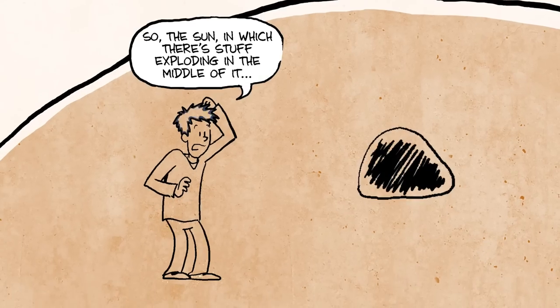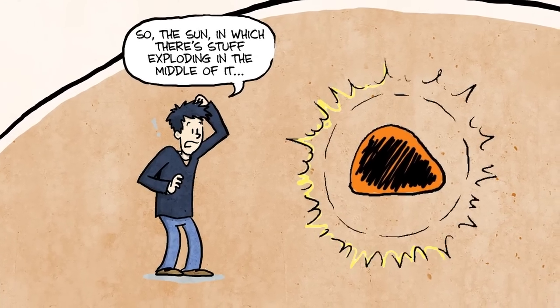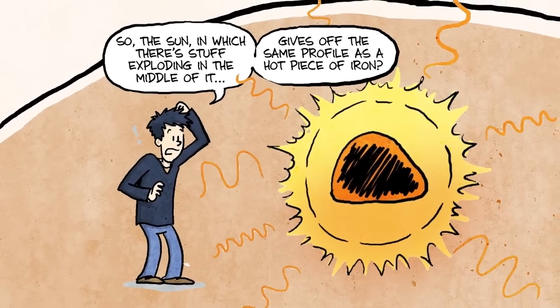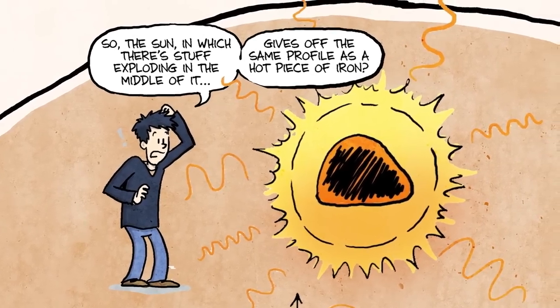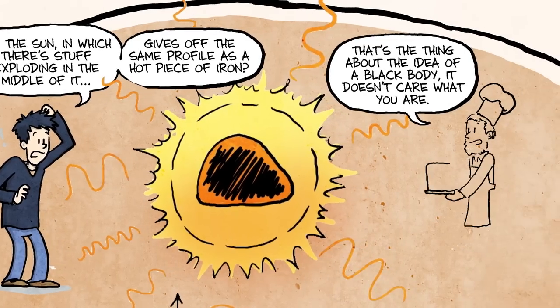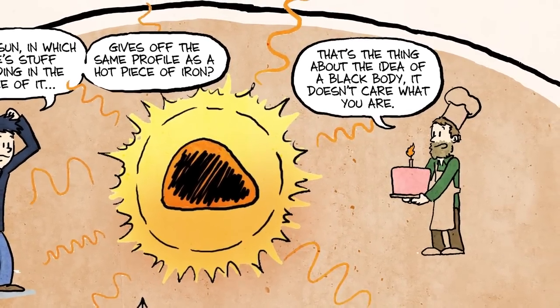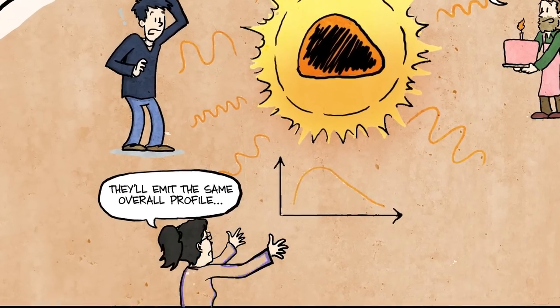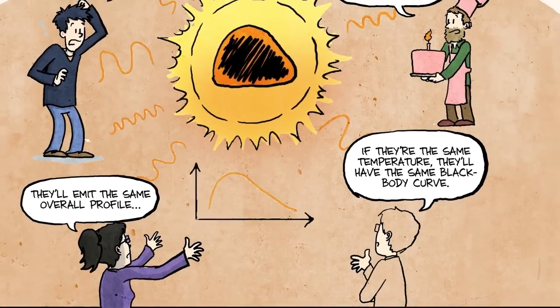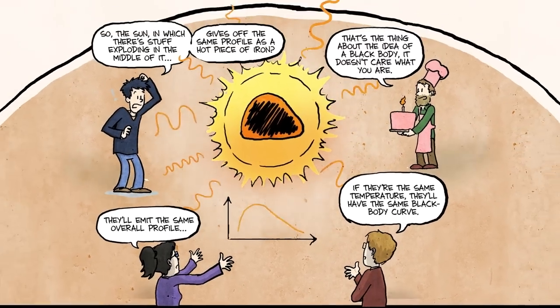So the sun, in which there is stuff exploding in the middle of it, gives us the same profile as a piece of iron. That's the whole thing about a black body. It doesn't care what you are. Your cake that you pull out of the oven, or black carbon in the oven at the same temperature, they'll emit the same overall profile. They're both going to have the same black body curve.